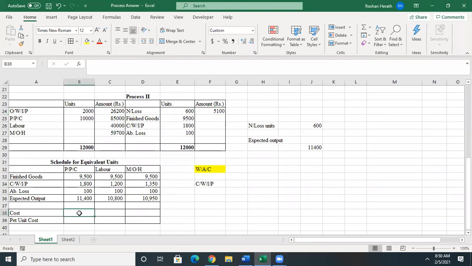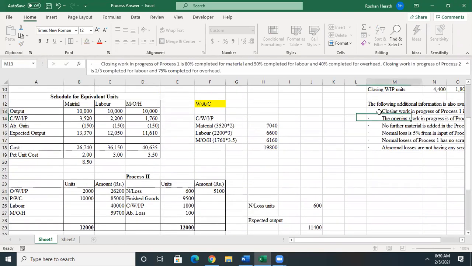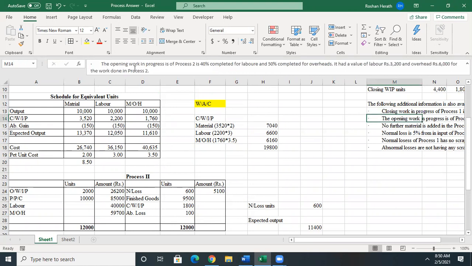Then we need to take the cost. When you are taking the cost, you need to be conscious that the previous process cost 85,000 is there. That is straightforward. And also you need to be conscious about the opening WIP. The opening work in progress of process 2 is 40% completed for labor and 50% completed for overhead. There's a value of labor 3,200 and 6,000 that is for the work done in process 2. So this is what I mentioned. This is the key information.